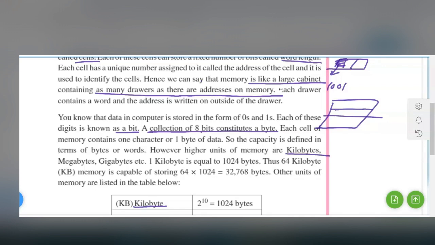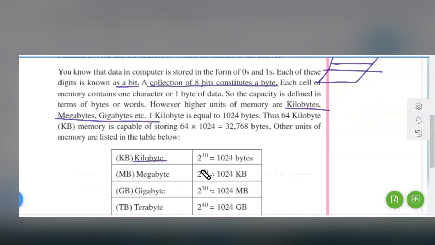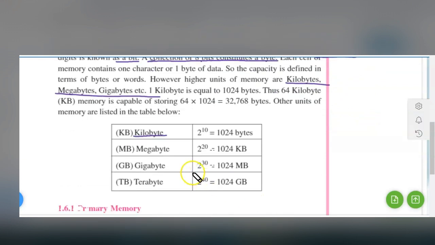Other units are kilobytes, megabytes, gigabytes, terabytes, and this is the table you can go through. 1 kilobyte is equal to 1024 bytes. The next one is the megabyte: 1 megabyte makes 1024 kilobytes. This chart can be remembered and it's very important.